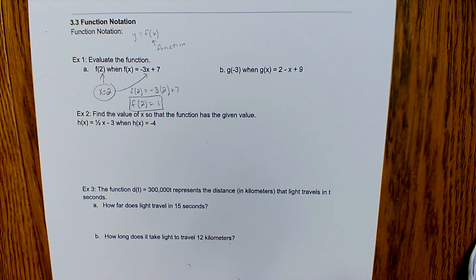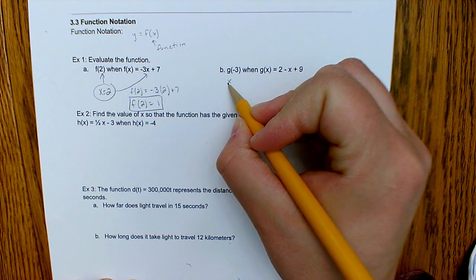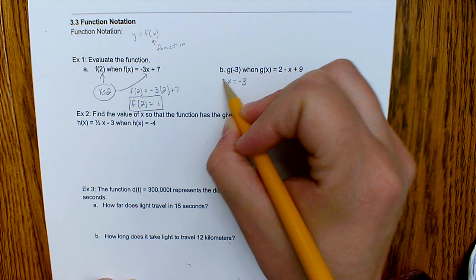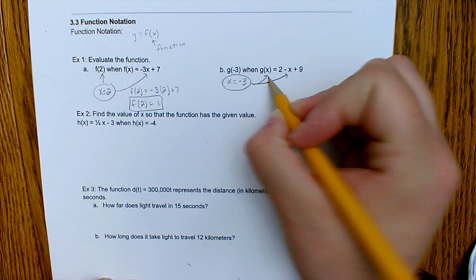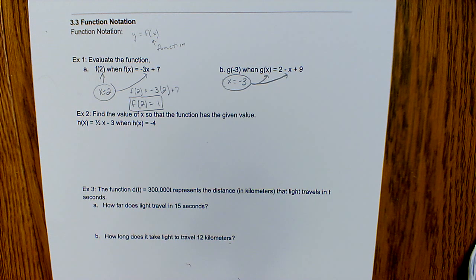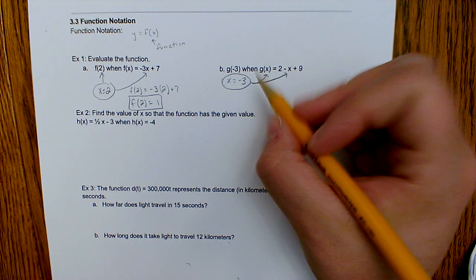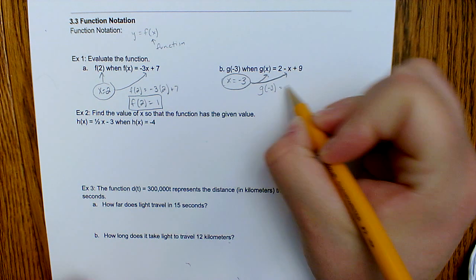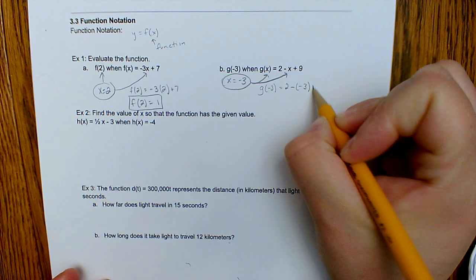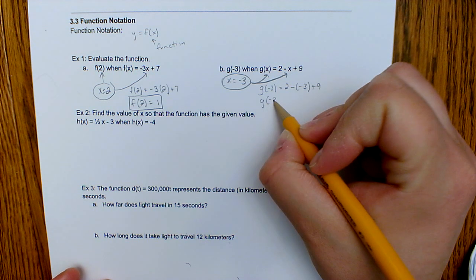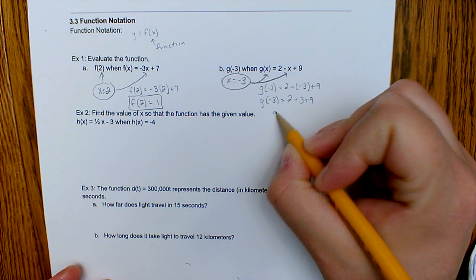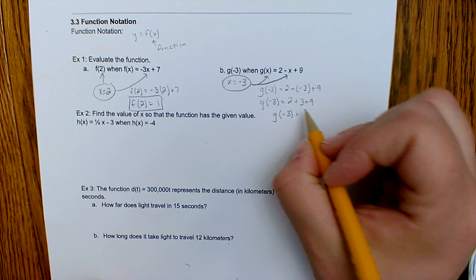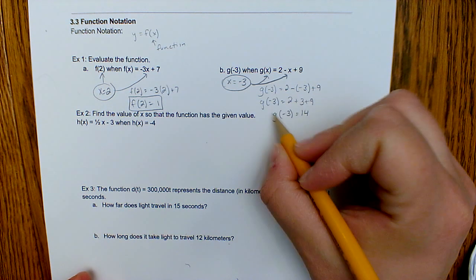On part B, I have a different function, g of x. Again, my x equals negative 3. I'm taking that value and subbing it into this x spot. Yes, it goes here, but again, that's just telling us the function name. We're just subbing into this side and solving. So 2 minus negative 3 plus 9. Well, this ends up being 2 plus 3 plus 9, so we know that we have 14.